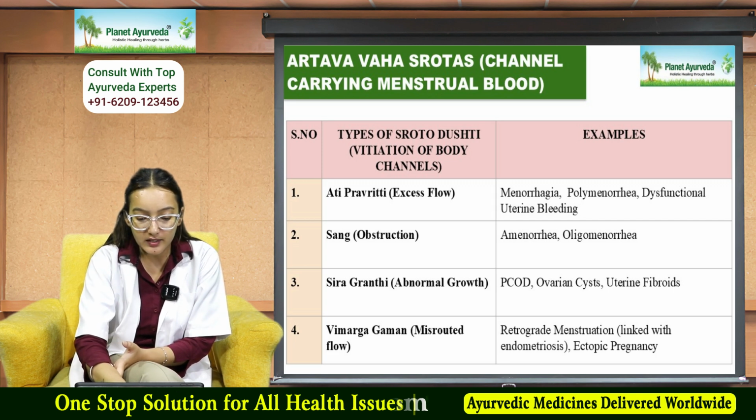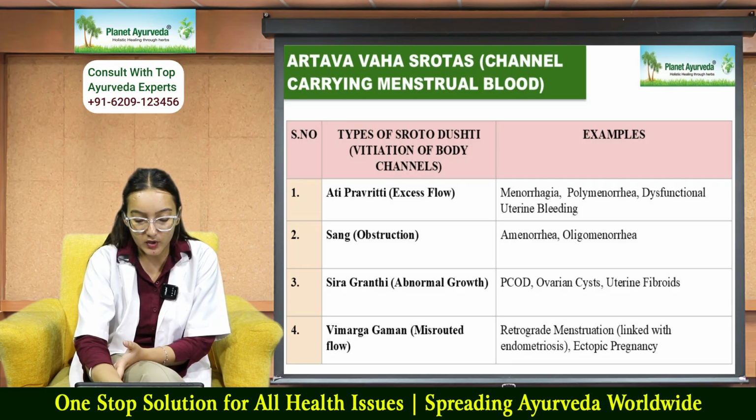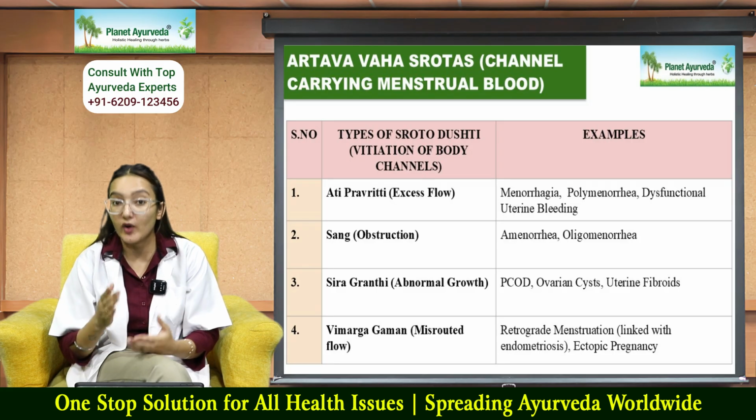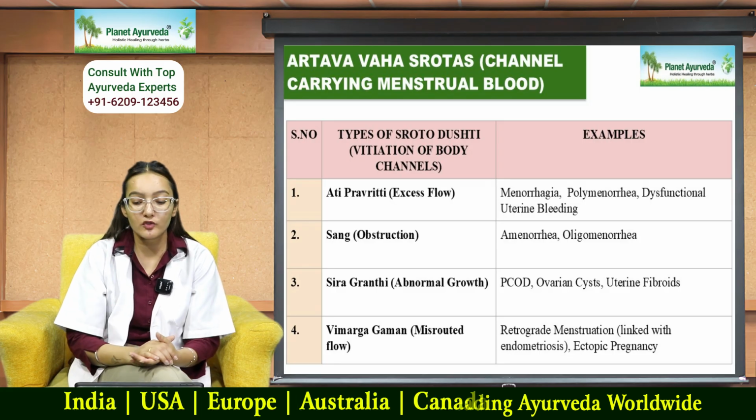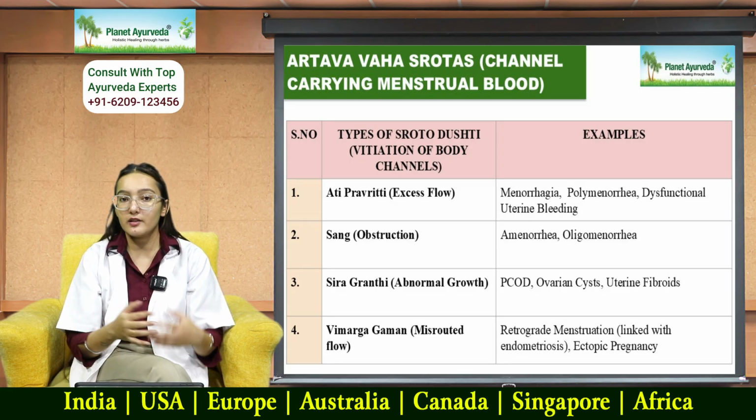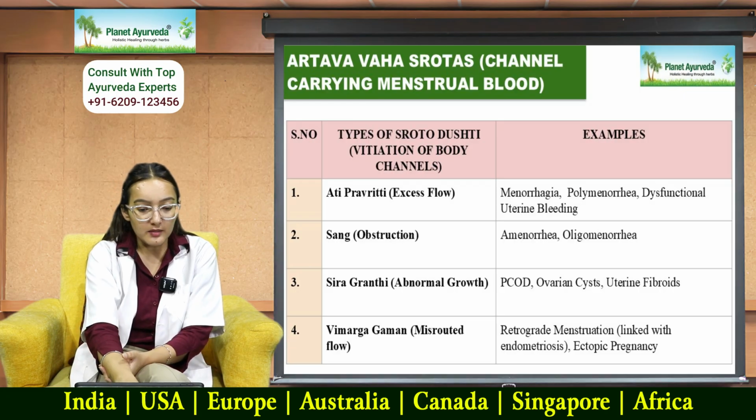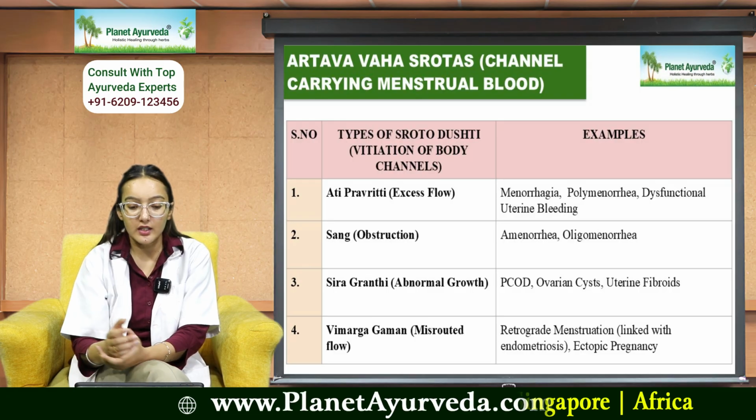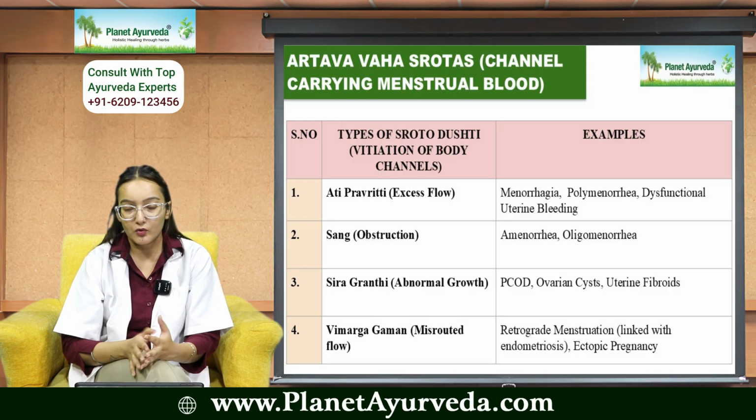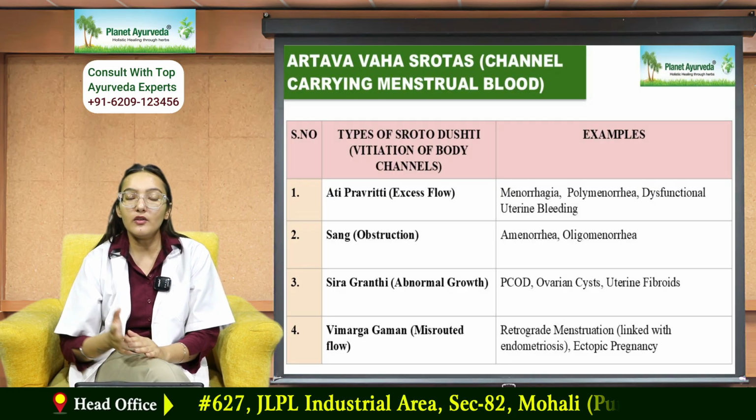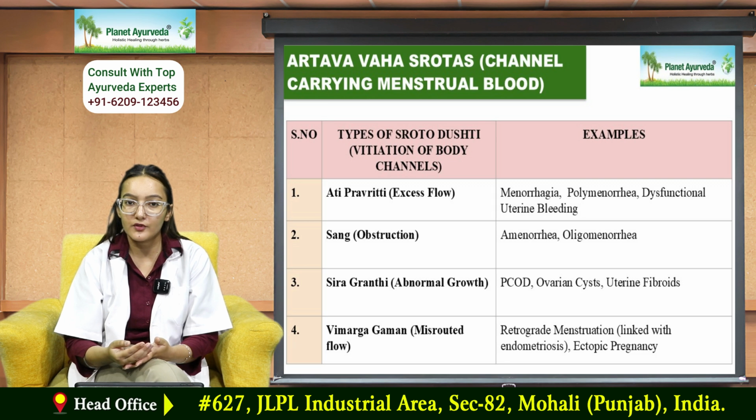Then polymenorrhea. In case of polymenorrhea, what is going to happen? There will be more than one cycle within 1 month. The cycle will be very short, less than 20 days. Then comes obstruction, or sanga. In case of obstruction, there will be amenorrhea, loss or absence of menstruation. Oligomenorrhea: the cycle will take more than 35 days to come again.